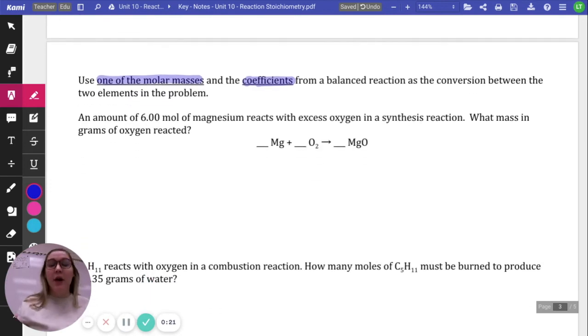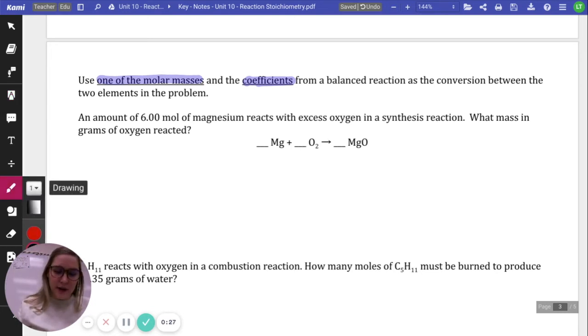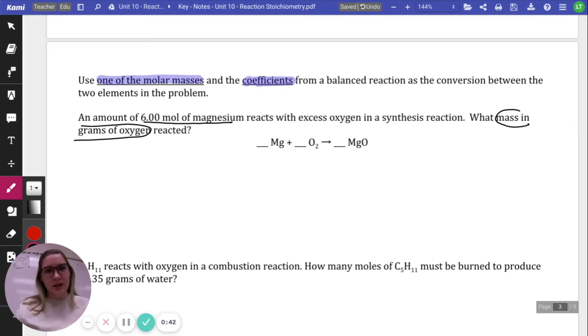All right, so let's start out with the first problem here. It says an amount of 6 moles of magnesium reacts with excess oxygen. Again, excess oxygen just means we have plenty of oxygen. Don't freak out when you see that. In a synthesis reaction, what mass in grams of oxygen reacted?